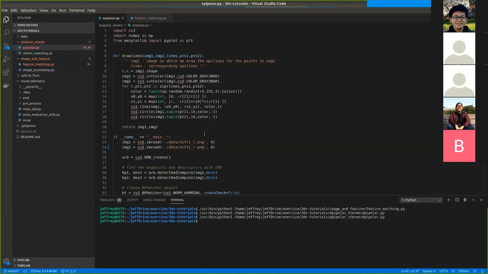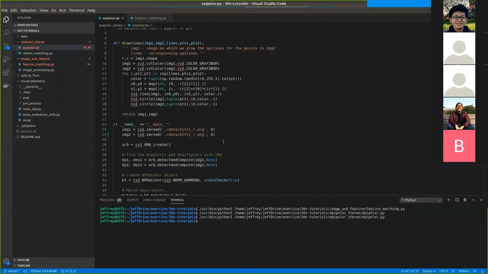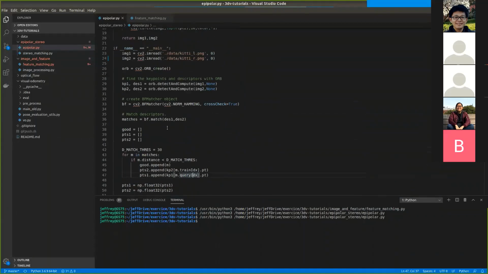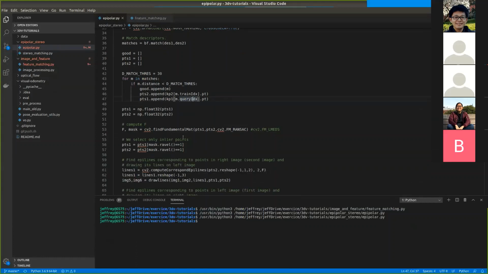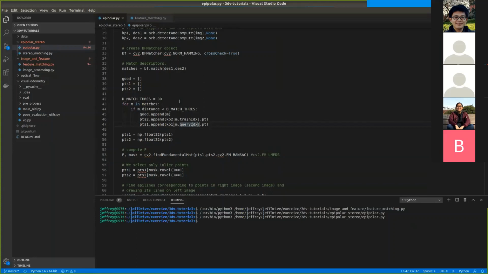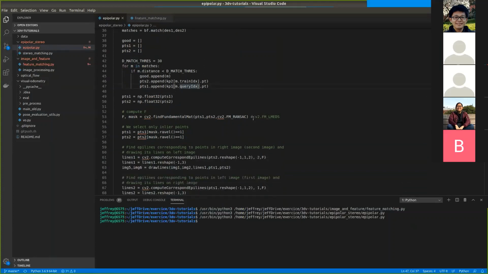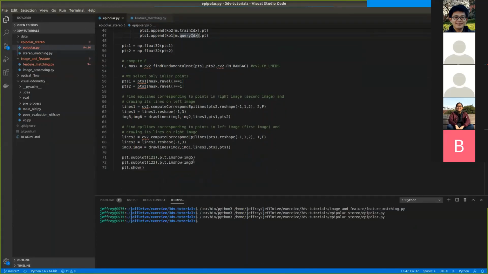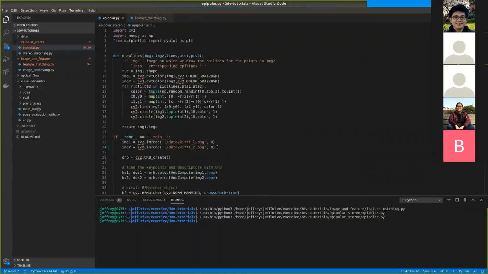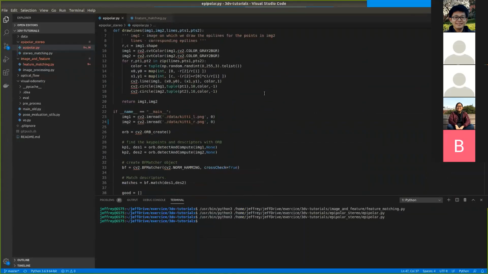So first we load the stereo image pair, the left and right, and then compute the ORB features, and match the features using a brute force matcher. Once we get that, we can compute the fundamental matrix based on the points that we extract from the ORB features. Then we select some of the inlier points, draw the epipolar lines, and plot those lines. If you run this script, make sure you have the correct directory for your data set.